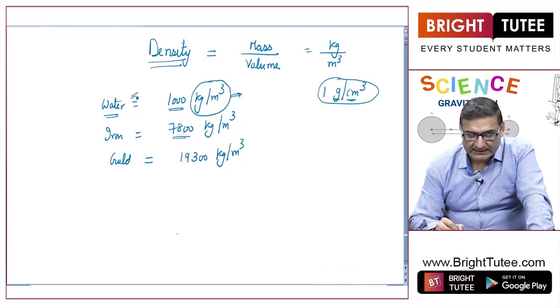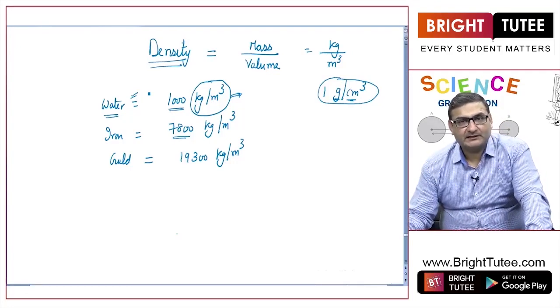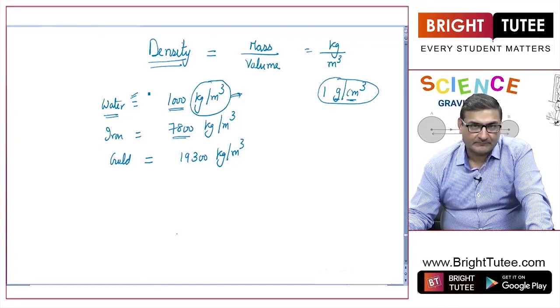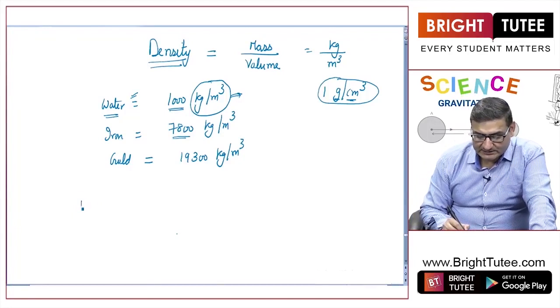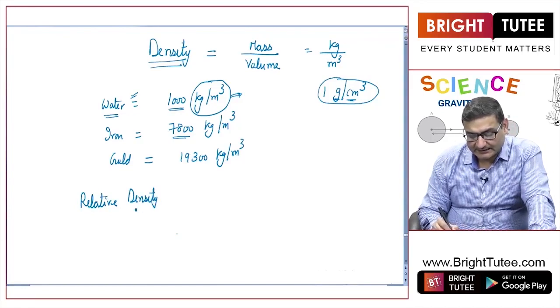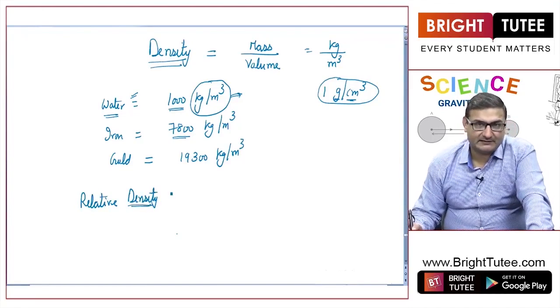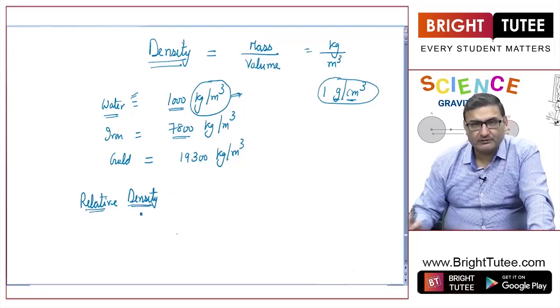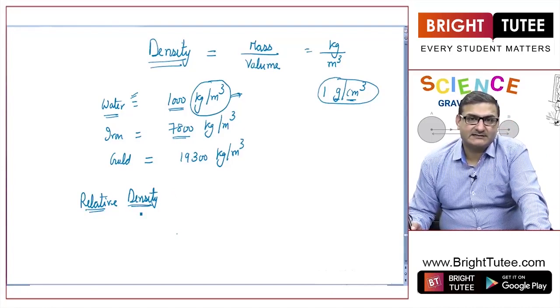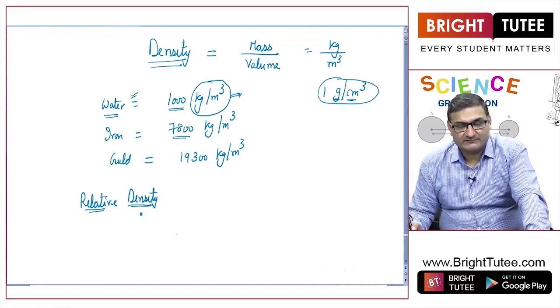Now, taking water as a standard, we compare the different substances and we compare the densities of those substances in comparison to water, and that particular relation is known as relative density. As the name itself suggests, it is the density of a particular substance in relation to water. So, when we compare the density of any substance with water, we say that that is relative density.